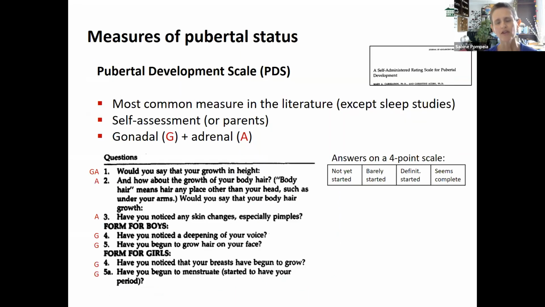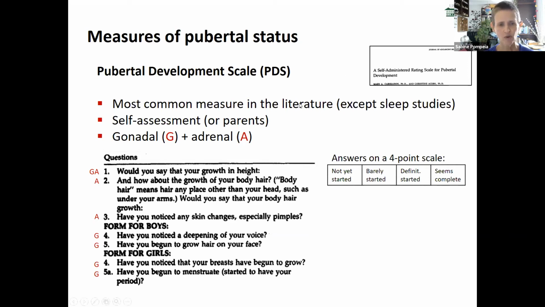There's also another method, which Kara's just mentioned quickly in one of her slides, which can be used to measure pubertal status, which is the Pubertal Development Scale. This is a self-assessment scale with 5 questions, 2 of which are sex-specific. And it's the most common measure used in the literature, except that in sleep changes, for some reason, it doesn't seem to be so. These 5 questions inquire both about gonadal and adrenal changes.